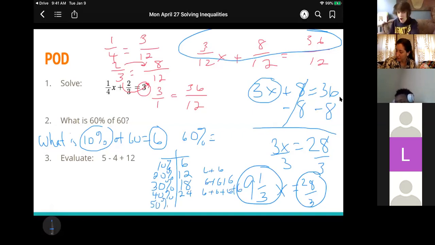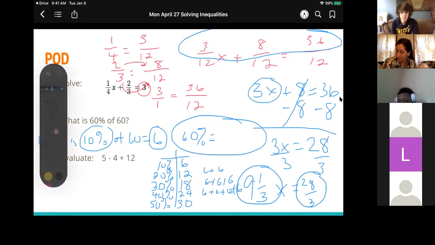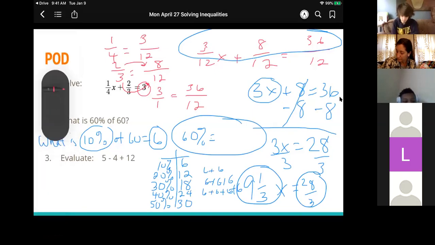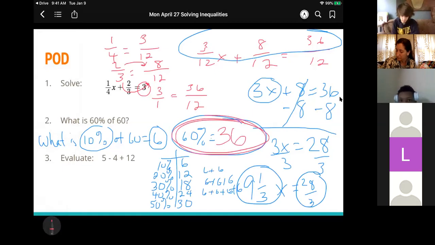50%, we already knew was 30. So 60% would be 36. There we go. So if 10% is 6 and we want 60%, we could multiply that by 6. 6 times 6 for the 60%. We want 6 of those 10% intervals.